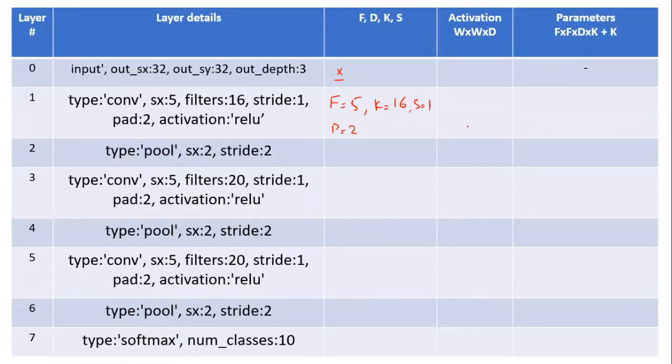This is the kind of thing that you should be able to look at and figure out. F is equal to 2 over here, stride is equal to 2 over here. There is no K because this is a max pool layer. What is F over here?